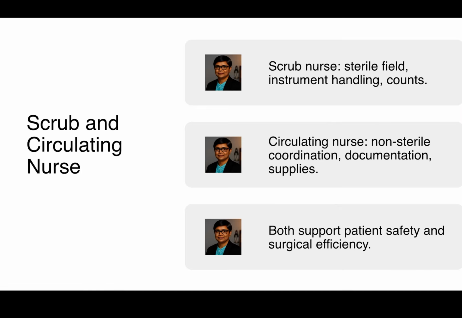The scrub nurse works within the sterile field and anticipates the surgeon's needs by preparing and passing instruments, sutures, and supplies. The circulating nurse remains outside the sterile field and manages documentation, patient identification, specimen handling, communication, and additional supply needs. Together, they reduce errors, support asepsis, and ensure that the procedure proceeds without avoidable interruption.